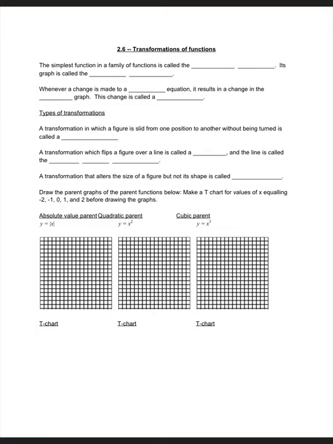The simplest function in a family of functions is called the parent function, and the graph is called the parent graph. Whenever you make a change to a parent equation, it results in a change in the parent graph. It moves the graph around somehow. That change is called a transformation.